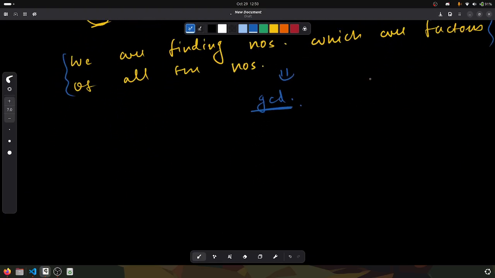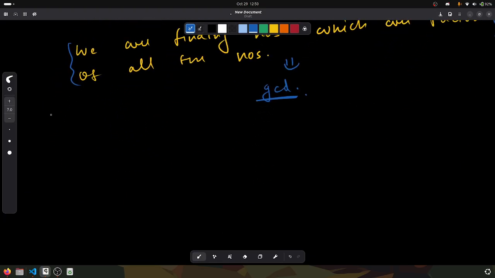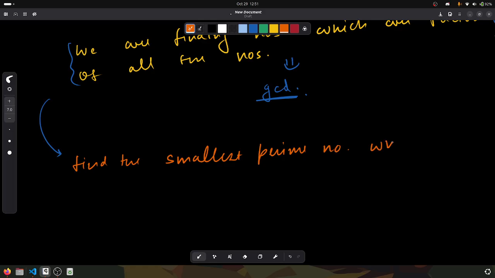So instead of solving the original problem, now we can reduce it to this problem: find the smallest prime number which is not a factor of the GCD of the full array.